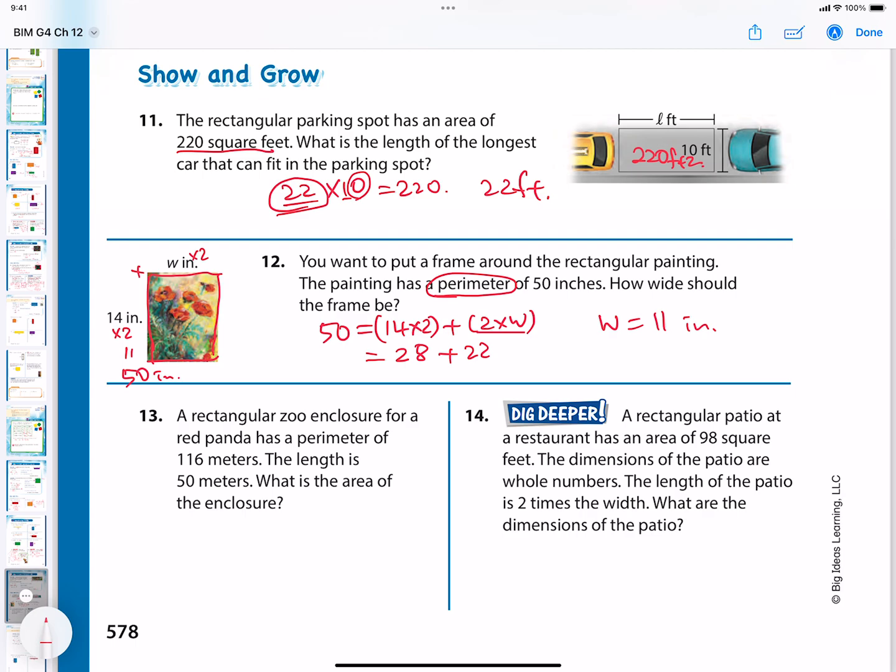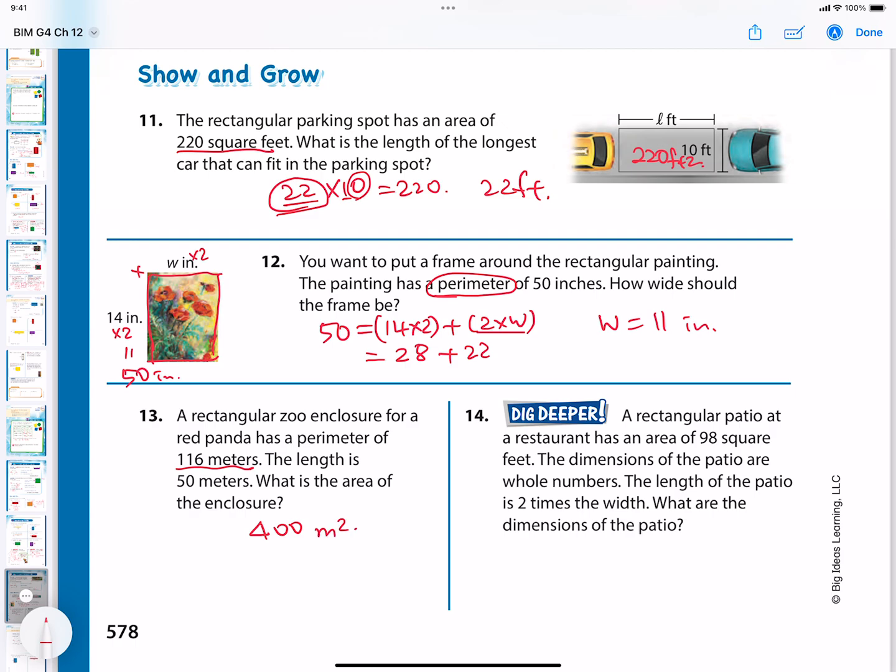Number 13, a rectangular zoo enclosure for a red panda has a perimeter of 116 meters. The length is 50 meters. What is the area of the enclosure? I want you to figure it out by yourself, okay? And I'm going to tell you only the answer. Figure it out. 400 square meters.